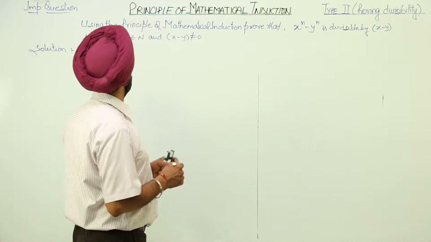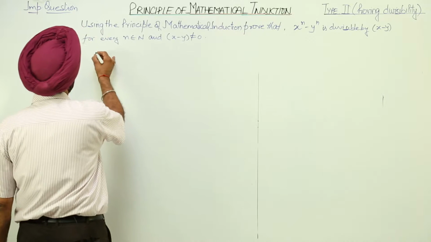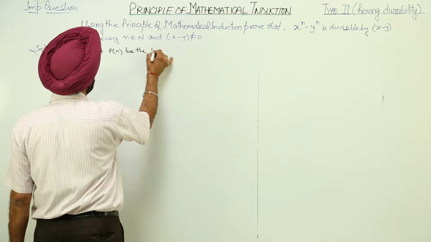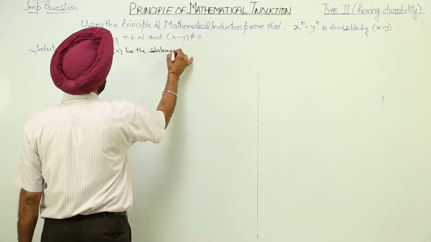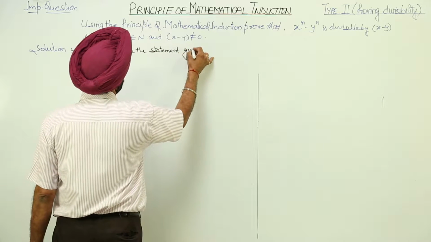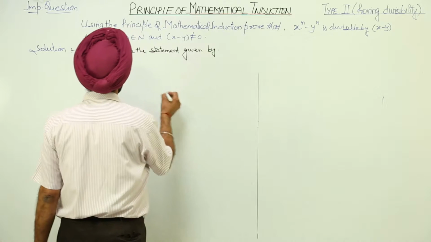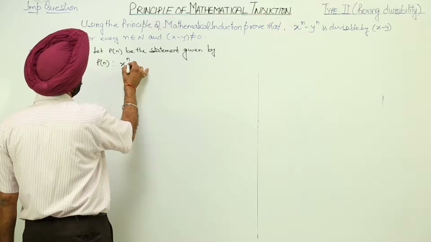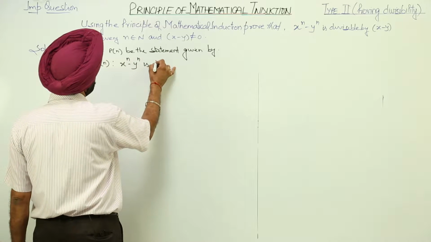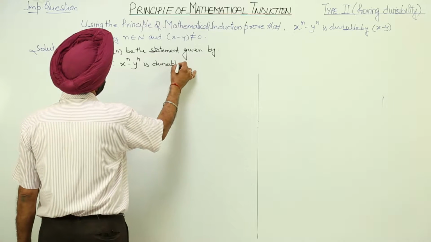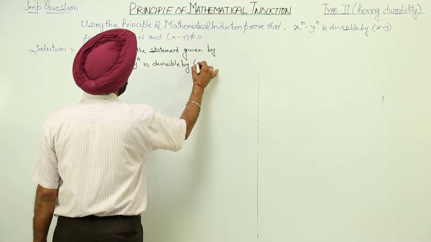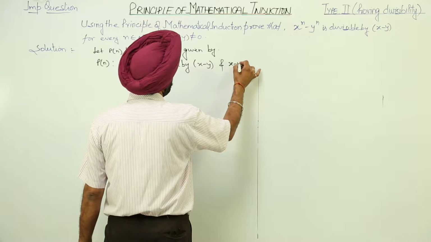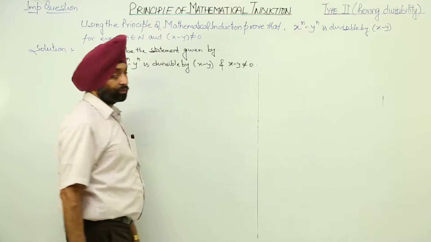Next important question. Now let Pn be the statement given by: now what we are going to prove this time by induction is that x raised to power n minus y raised to power n is divisible by x minus y, and x minus y is not equal to 0. This is given to us.